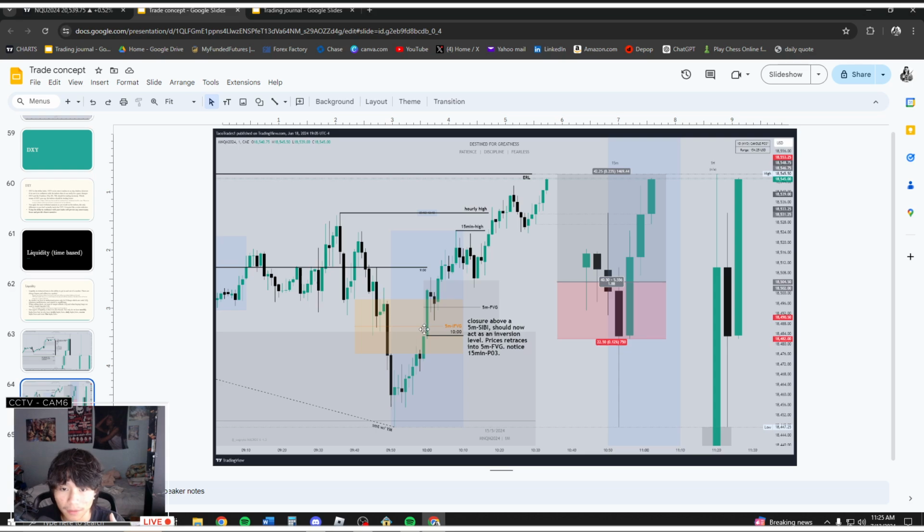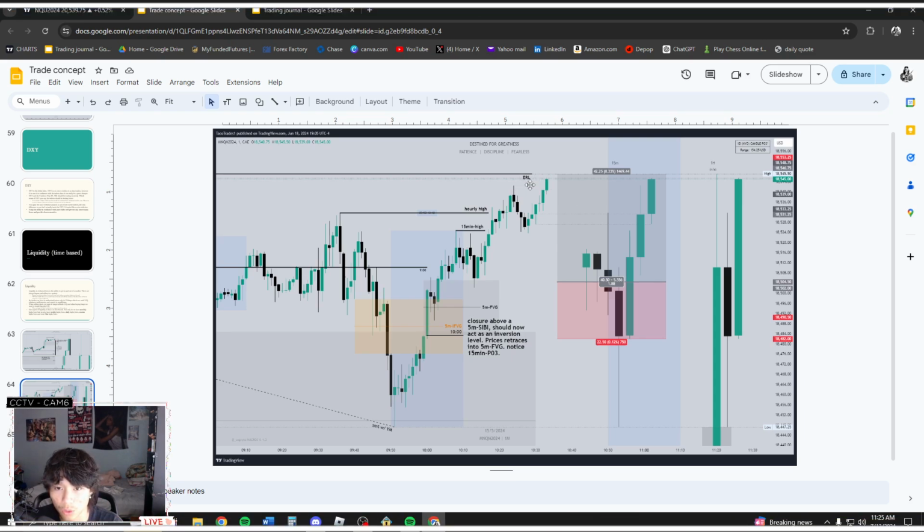Like I said, there's liquidity on every single time frame. You just have to understand what the objective is for that time frame, for that particular moment in time. There's a 15-minute high that I noted out, so that's liquidity, and there's an hourly high that's also liquidity.